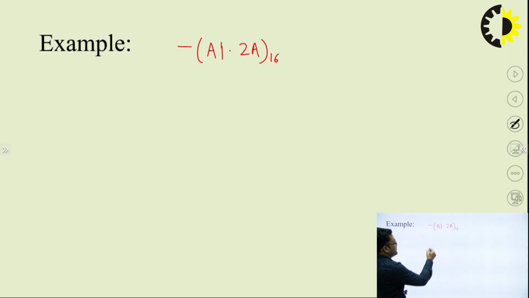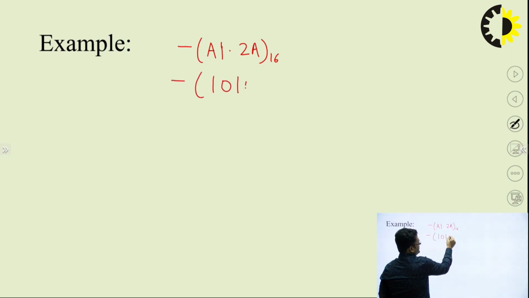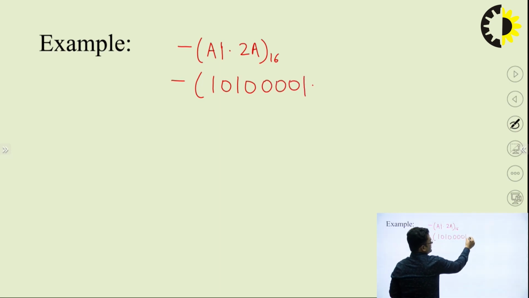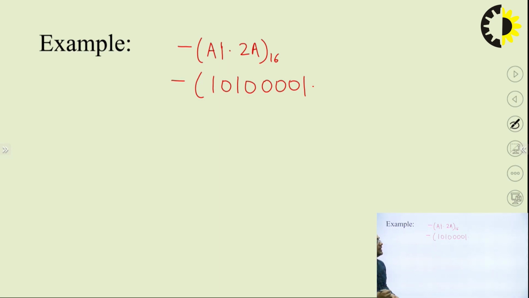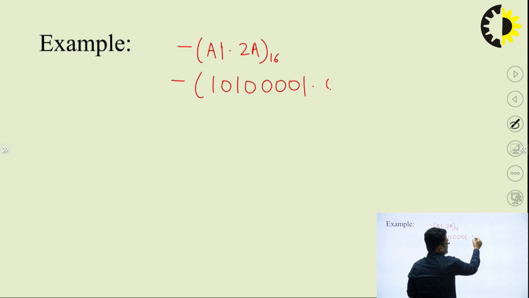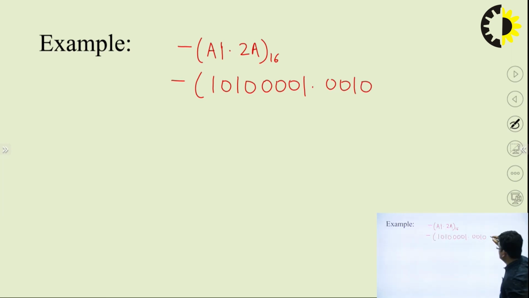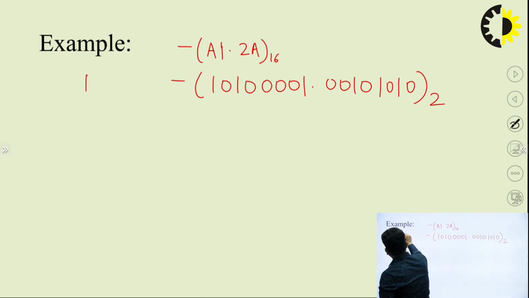Let's solve this. Tell me what is the binary for A1.2A. A is 1010. We have to break each and every digit into a group of 4. So for A we have 1010, for 1 we have 0001, then we have a point over here, then for 2 we write 0010, and for A we have 1010 again. So this is my binary. This is my first step. I have converted my number into a binary number.